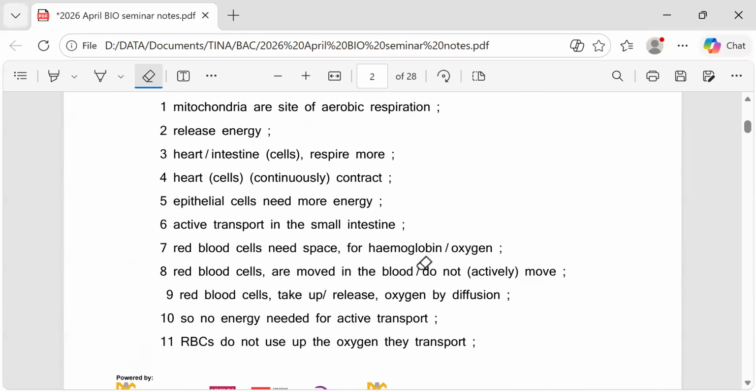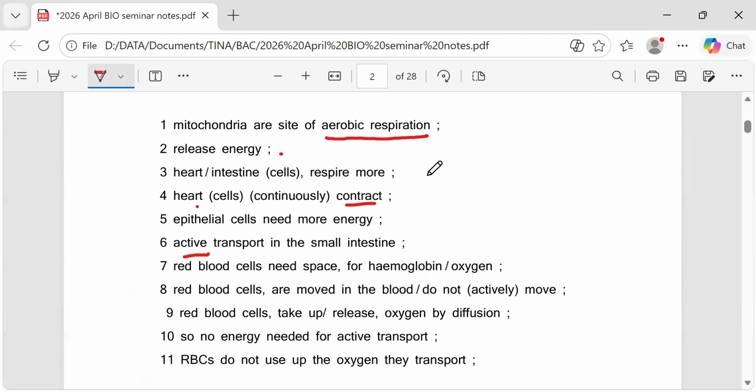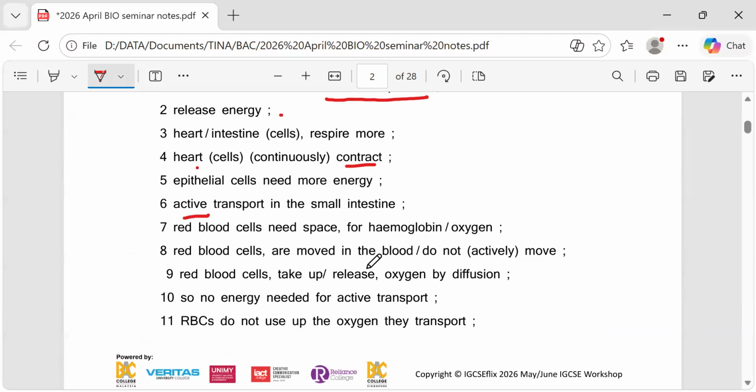Okay, so it's a 6 mark question. You must mention aerobic respiration. You cannot just say respiration to release energy. The cells that respire more: the heart continuously contracts, and epithelial cells need more energy for active transport. Red blood cells need space for hemoglobin. They don't need to move by themselves because they move with the blood and diffusion, so no energy is needed for active transport.